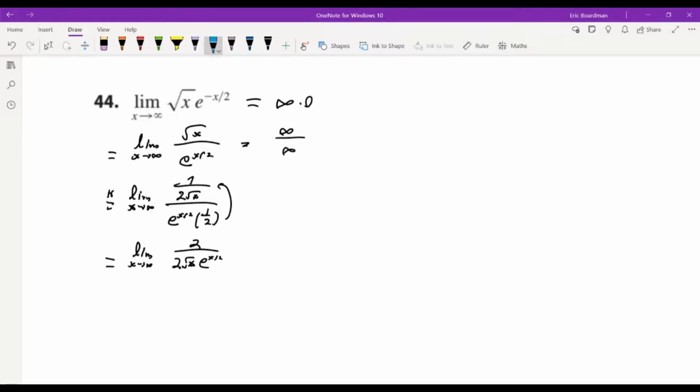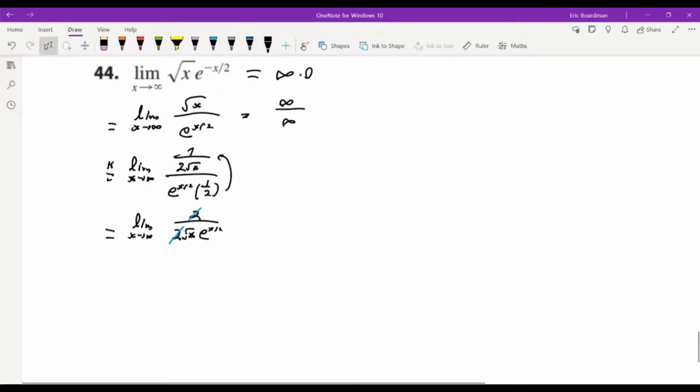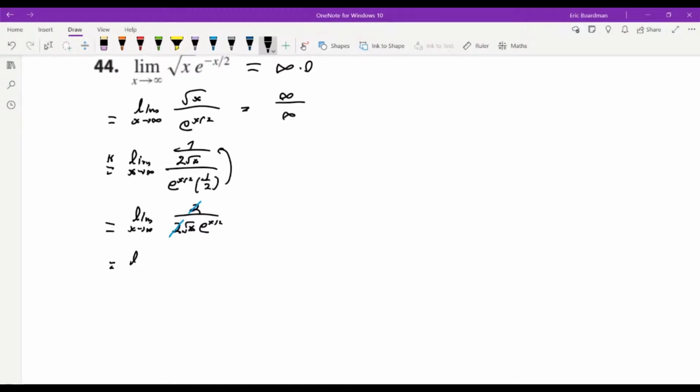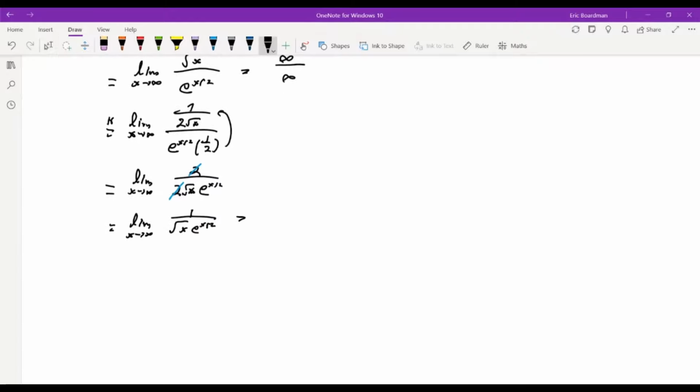And then these 2's will cancel. And now we have the limit as x goes to infinity of 1 over square root of x e to the x over 2. This denominator is going to blow up to infinity. So we have 1 over infinity, which is just 0.